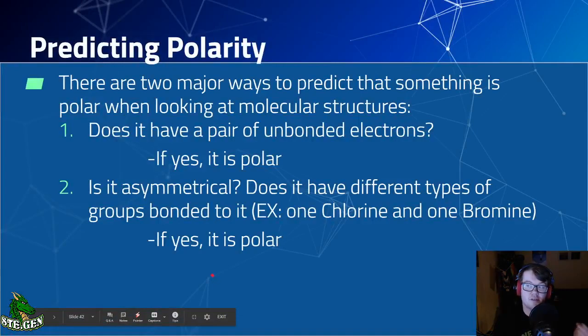Now, the other thing you're going to have to do involves predicting polarity. There are 2 major ways to predict that something is polar when you look at molecular structures. After you do this enough, you'll be able to just look at it and figure it out, but there are 2 strategies you're really going to look at. First, and the easiest, is: does it have a pair of unbonded electrons? If it has a pair of electrons, it's polar, no matter what. Doesn't matter if it's 1, 2, 3, however many pairs of unbonded electrons. If there are lone pairs on the center atom, it is immediately polar.